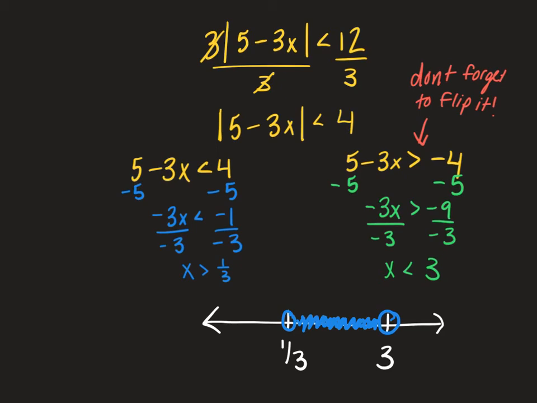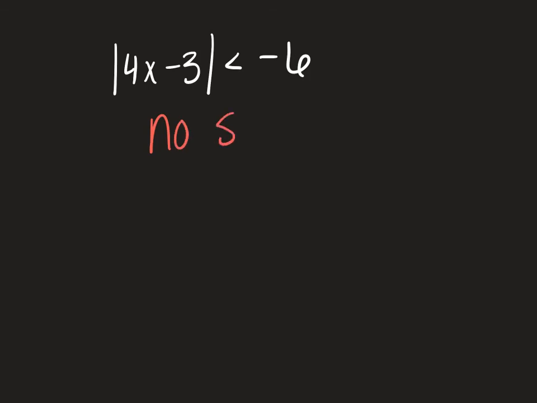All right, and then just two more little things. When we've got a negative on that other side of our inequality, so let's say we have 4x minus 3 is less than negative 6. If it is less than a negative, no solution. So you have to have the less than and the negative for the no solution. It has to be a less than.